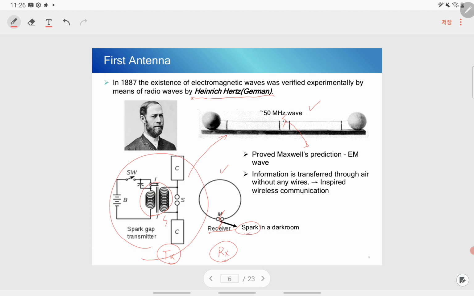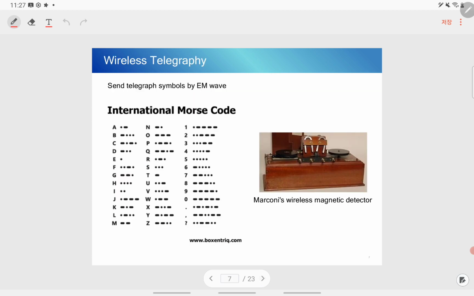So this is the experimental proof of EM waves. Hertz didn't know about the good use of EM waves, but this experiment inspired wireless communication. After that, the first commercial device which used the wireless EM wave signal was wireless telegraphy. This device was invented by Marconi in England.